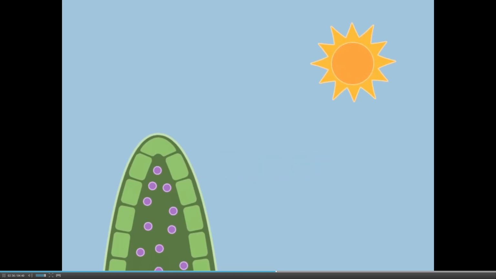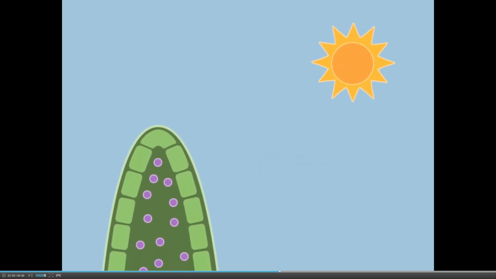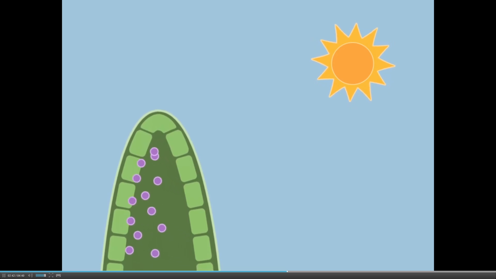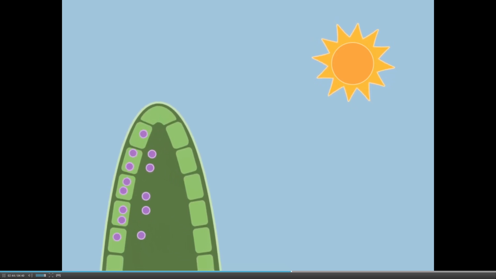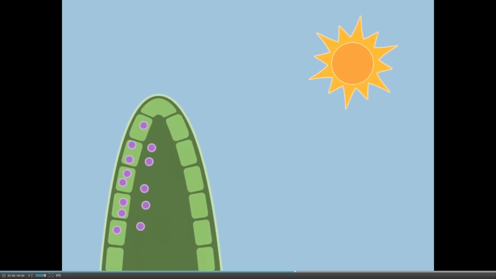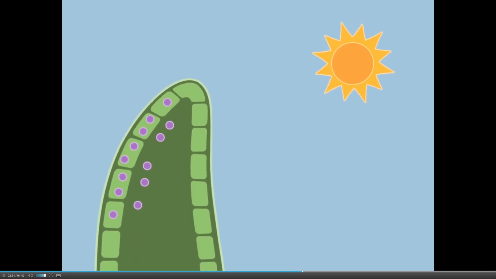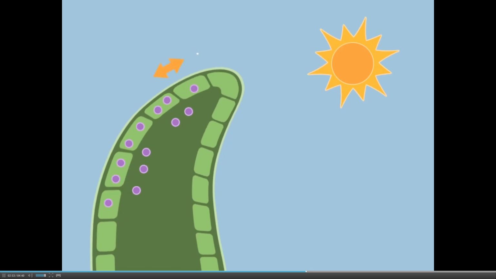When a plant receives light from one side, the indolacetic acid on that side of the shoot moves to the other side of the plant. The shaded side now has a higher concentration of indolacetic acid, and so the cells elongate more and the shoot grows and bends towards the light.